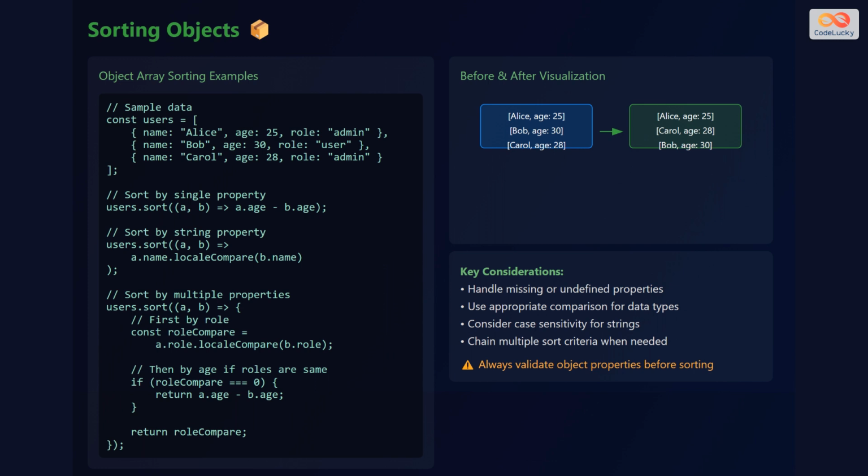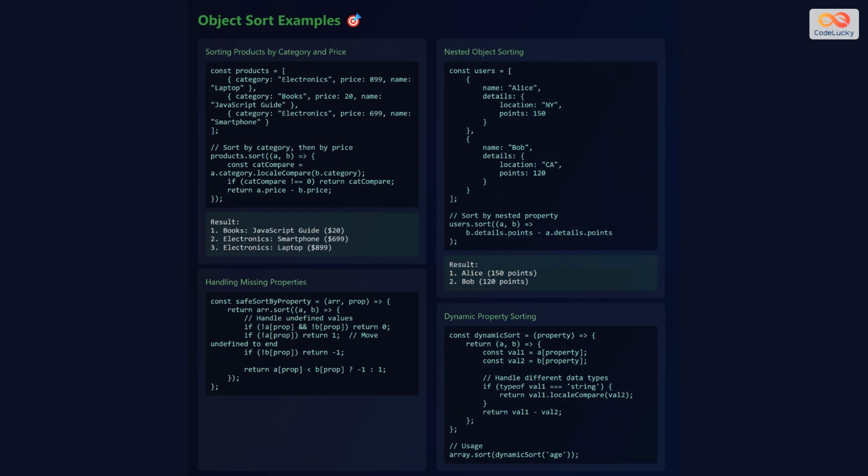Some key considerations are: handle missing or undefined properties, use appropriate comparison for data types, consider case sensitivity for strings, and chain multiple sort criteria when needed. Always validate object properties before sorting. Here are some more examples.